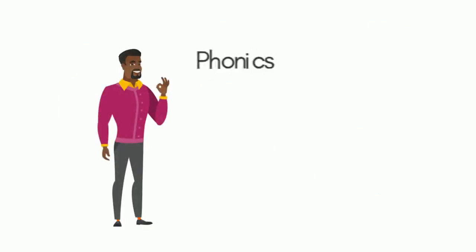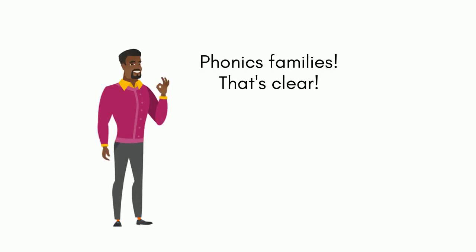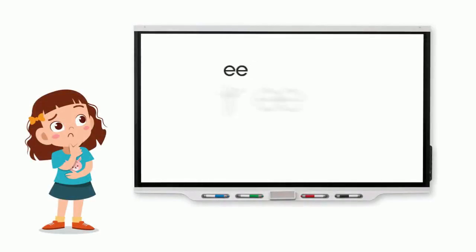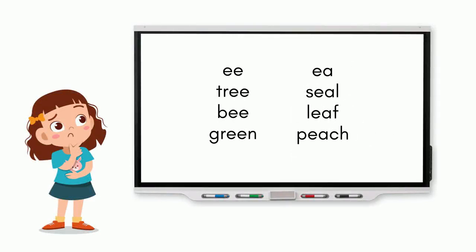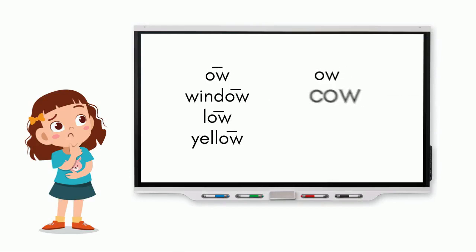I'm going to use one simple, non-technical term: Phonics Families. Tree, bee, and green are members of one phonics family. Seal, leaf, and peach are members of a different phonics family, even though the pronunciation of EE and EA is the same. And window, low, and yellow are members of a different phonics family from cow, how, or brown, even though both groups contain OW.